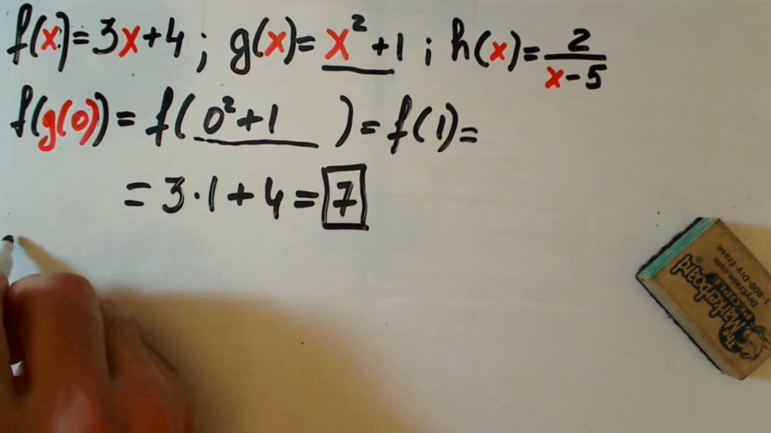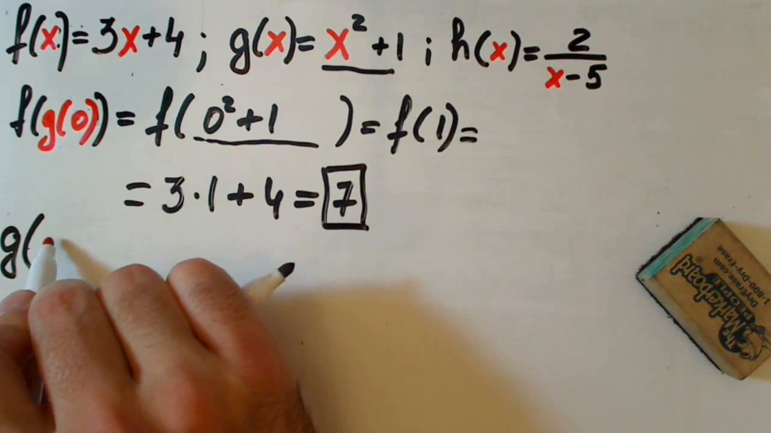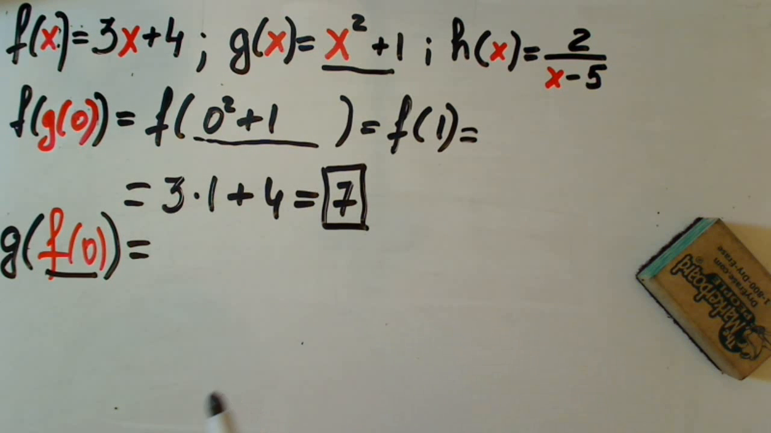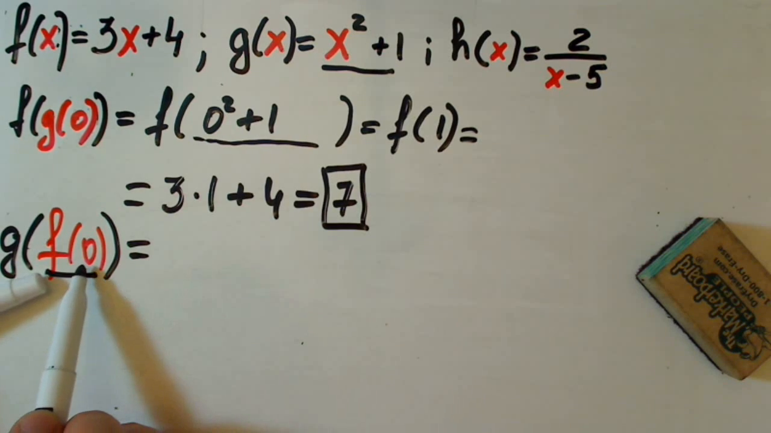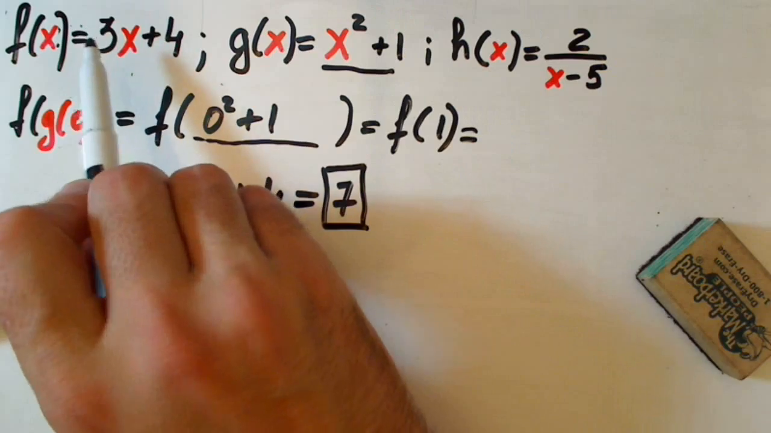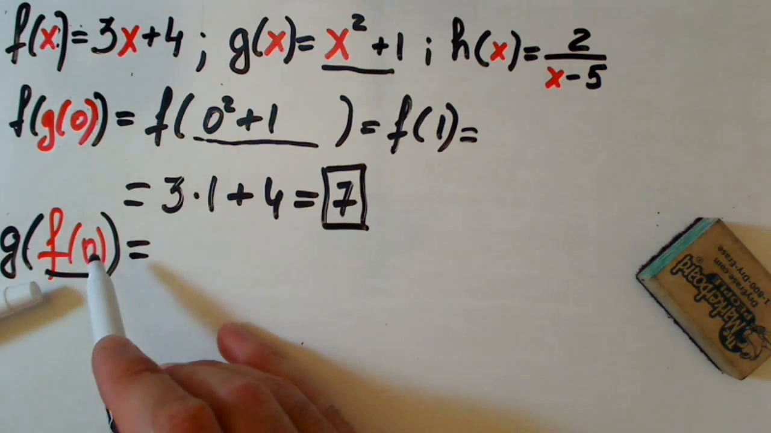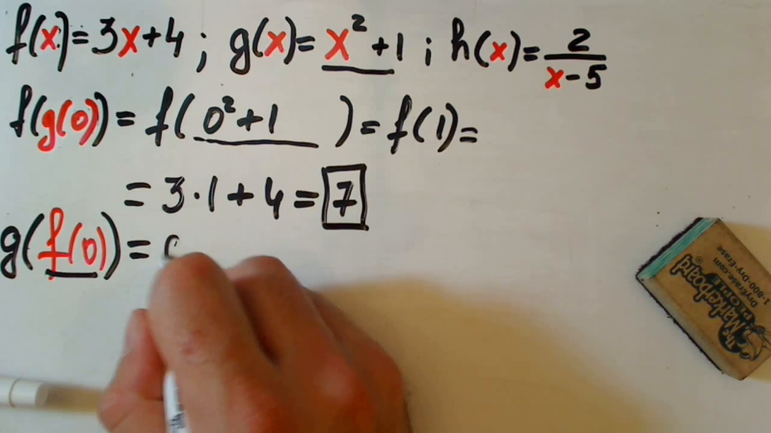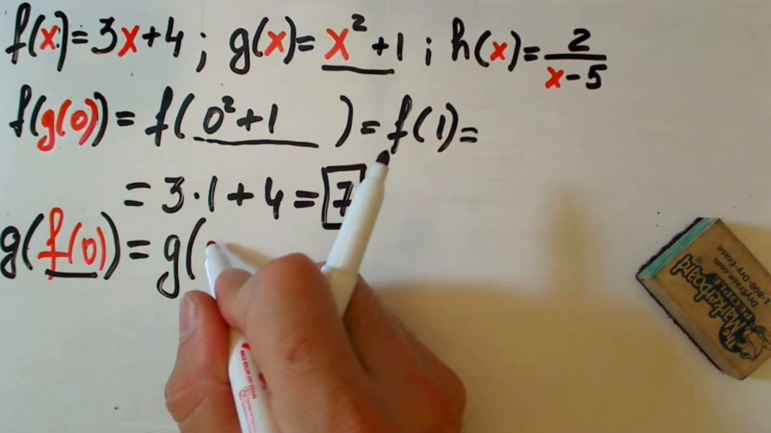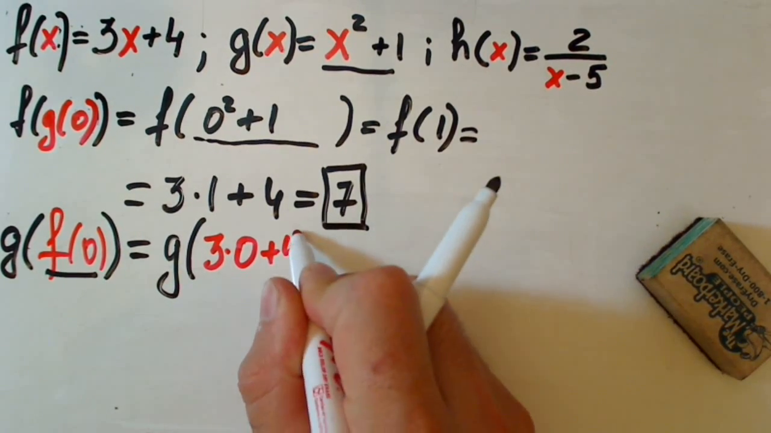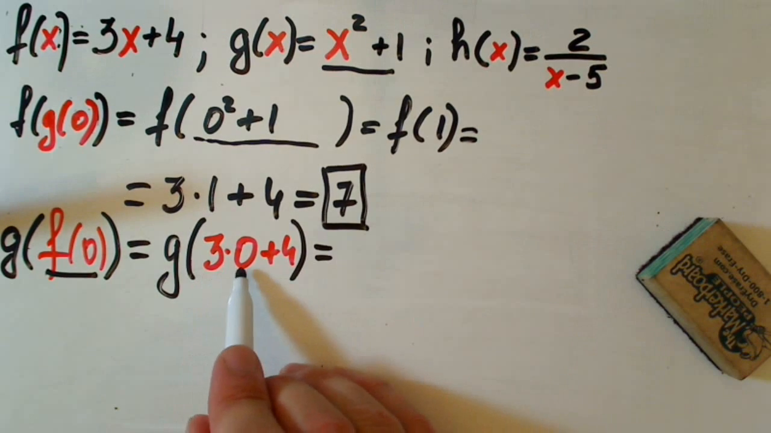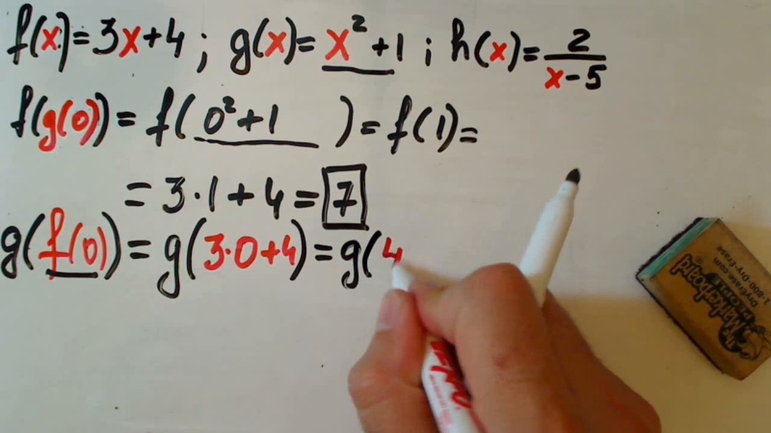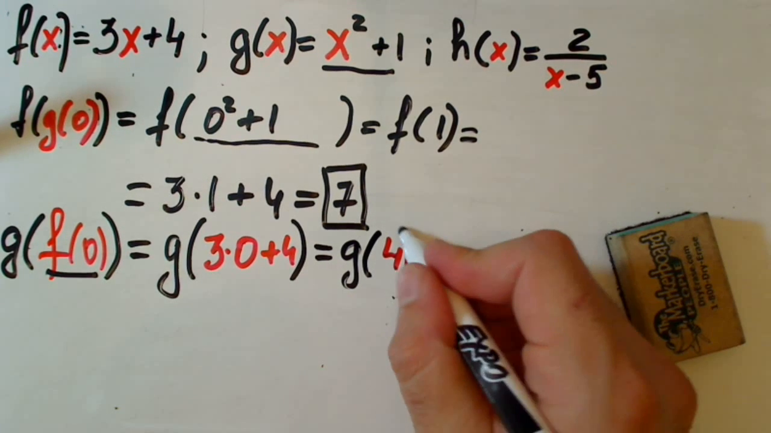Next example is actually the opposite. We have now g of f of 0. Our f of 0 is the input. What does this mean? First we have to plug 0 into our f function, find the output of f at 0, and the result from that we plug into g. Now we have g of f of 0, let's write it: 3 times 0 plus 4. It's our input, and 3 times 0 is 0, plus 4 is 4. Now what we have is g of 4.